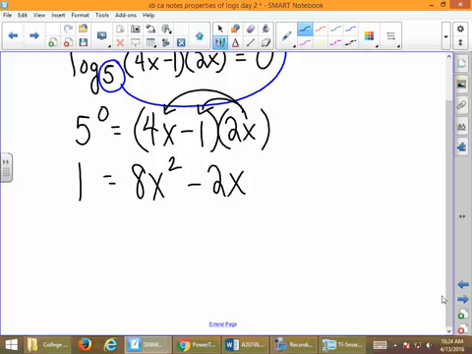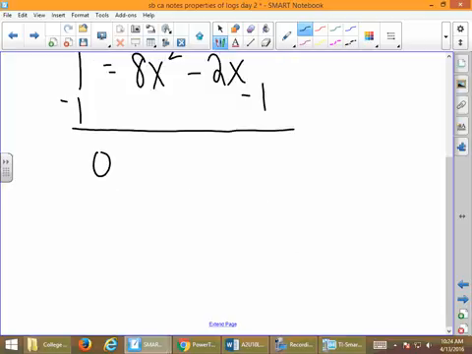And then to solve this, eventually we're going to have to factor. So we're going to have to move the 1 to the other side. So we get 0 equals 8x squared minus 2x minus 1. So the method that we use in this classroom is called slide divide. But some of you are used to doing split the middle. I'm showing slide divide right now, but some of you might need to split the middle.